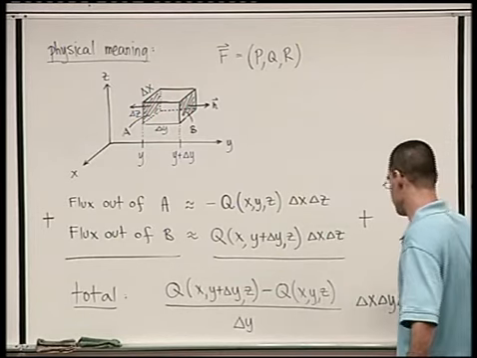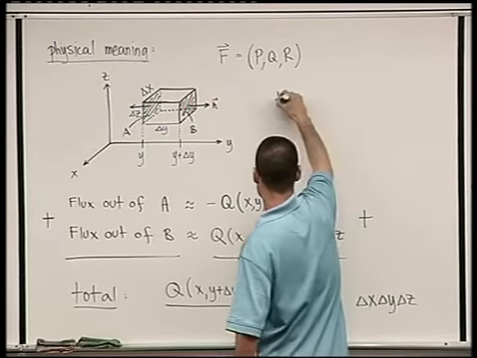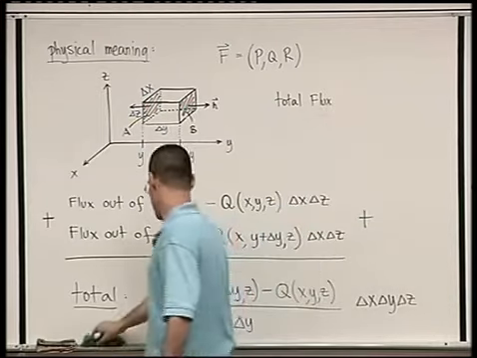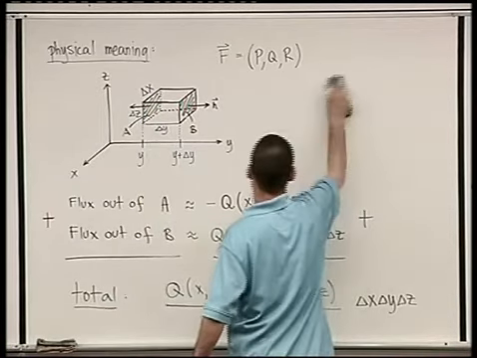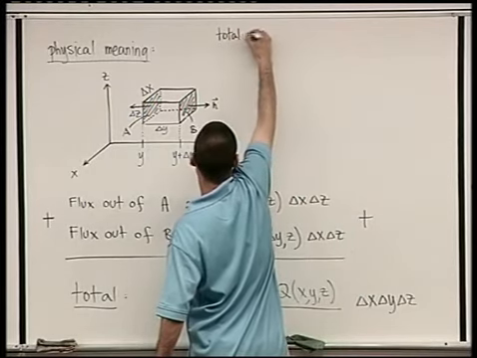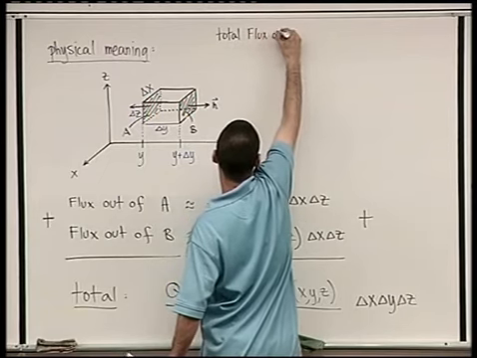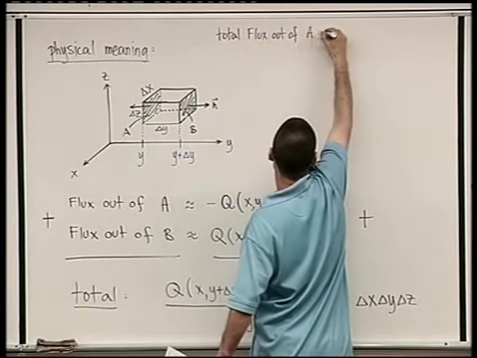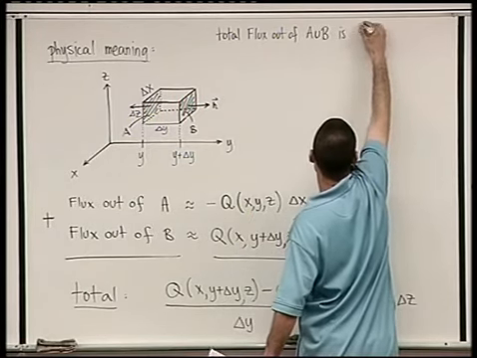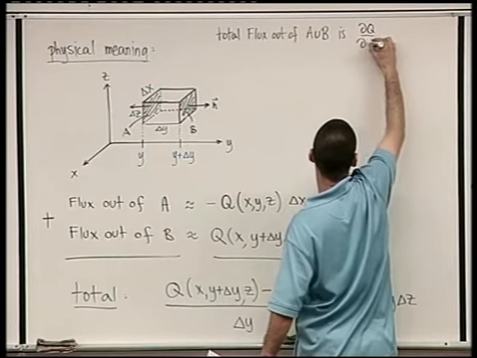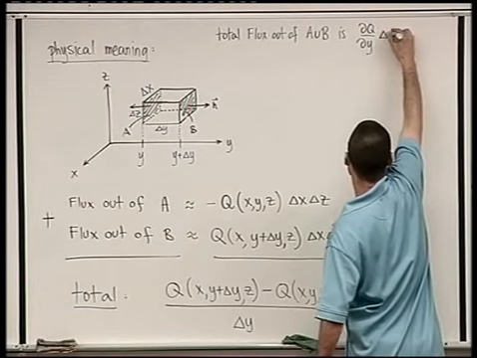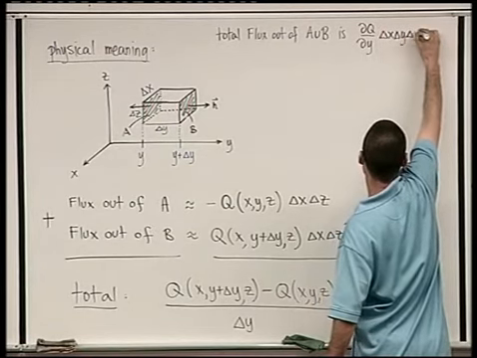So this equals, so let's write it here, total flux. I'm going to need more space, so let's continue here. Total flux out of A and B is the derivative of Q with respect to y, times delta x, delta y, delta z.